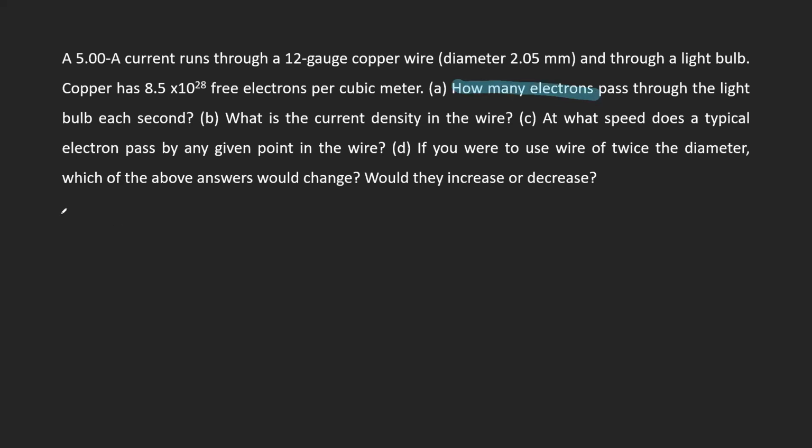So our given: 5 amperes, diameter, 8.5 times 10 raised to 28. How do we deal with this one? Firstly, we must know that if we're looking for the number of electrons, we don't have any other unit aside from the number of electrons. It's just a discrete number. So firstly, what do we have here?